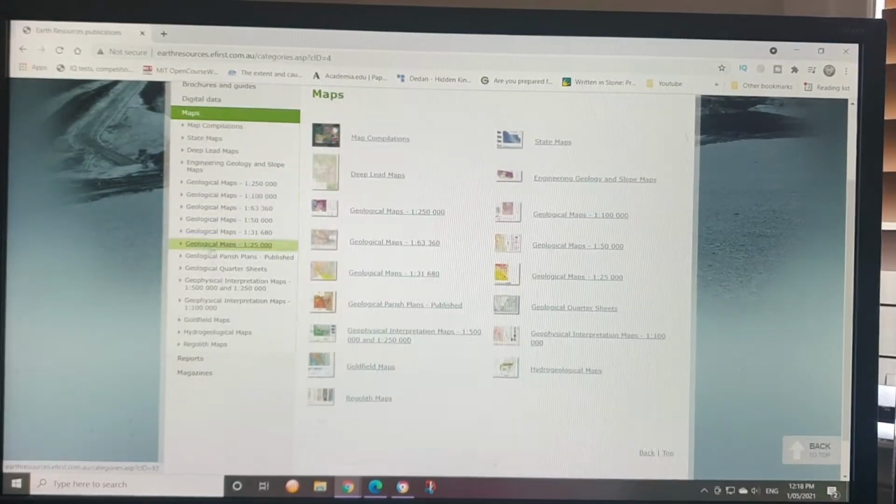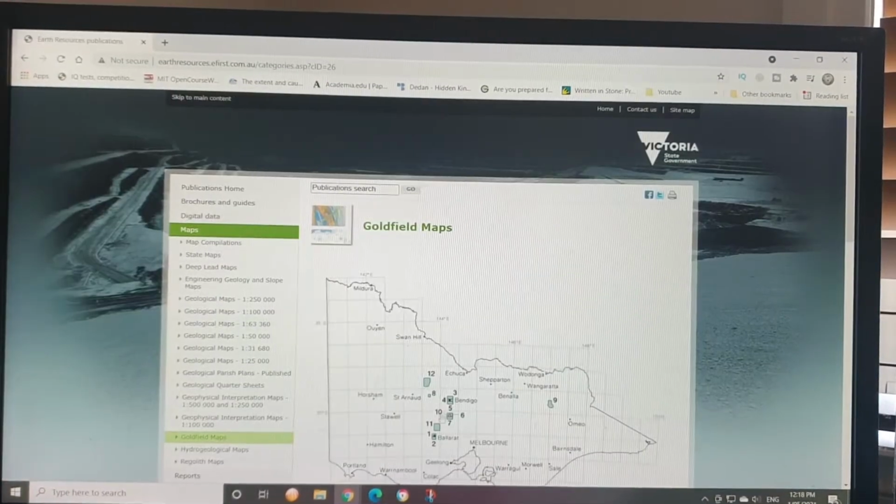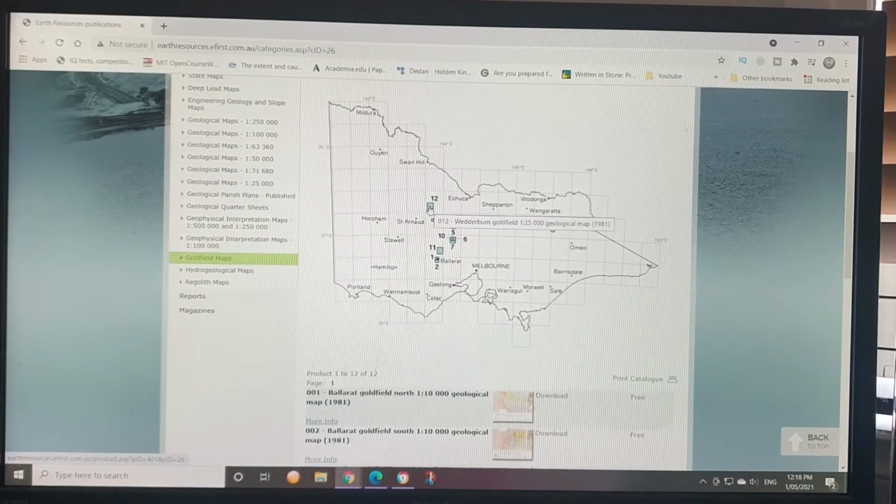If you go here, we actually have goldfield maps. You have Wedderburn, you have Berlin goldfields, you have Bendigo. You've got 3 different maps. Same with Castlemaine, you've got 3 different maps. Then you've got Creswick. Then you have Ballarat, you've got 2 maps. Over here you have Bright.